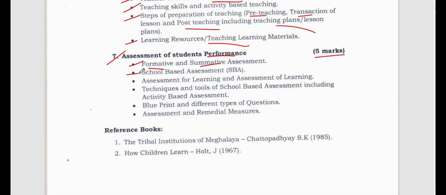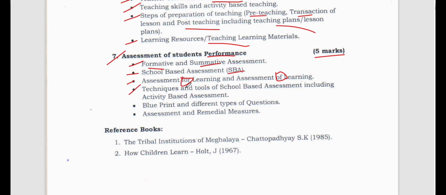Now, school-based assessment. Whatever assessment is taken up in the school is known as school-based assessment, or SBA. In short, we call it SBA. Now, the third part is assessment for learning and assessment of learning. See, take care of these words: for and of. These things you need to take care of. Assessment for learning is different and assessment of learning is different.